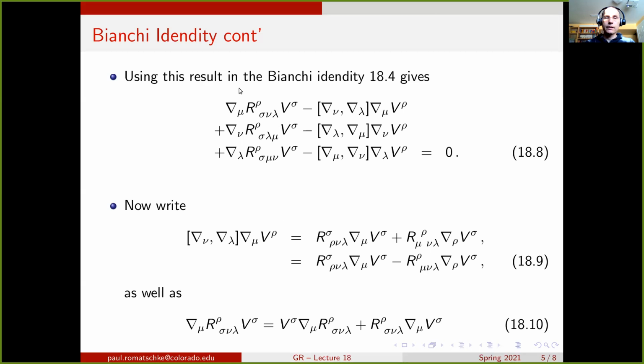Also, we can look at one of these structures here, for instance this one, and use the chain rule so that the covariant derivative is first acting on the R tensor, that's this term here, and then a second term where the covariant derivative is acting on the vector. And the point I want you to take away is that this structure here is basically very similar to that structure there, if you ignore the typo in these indices.